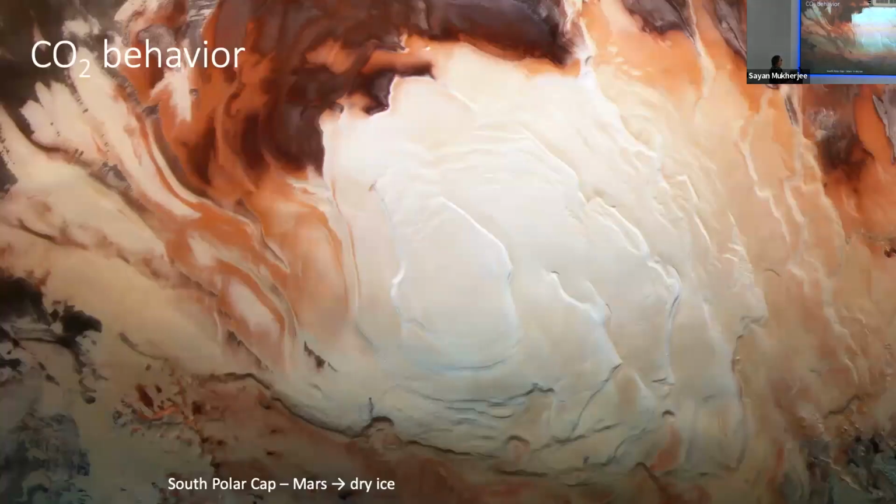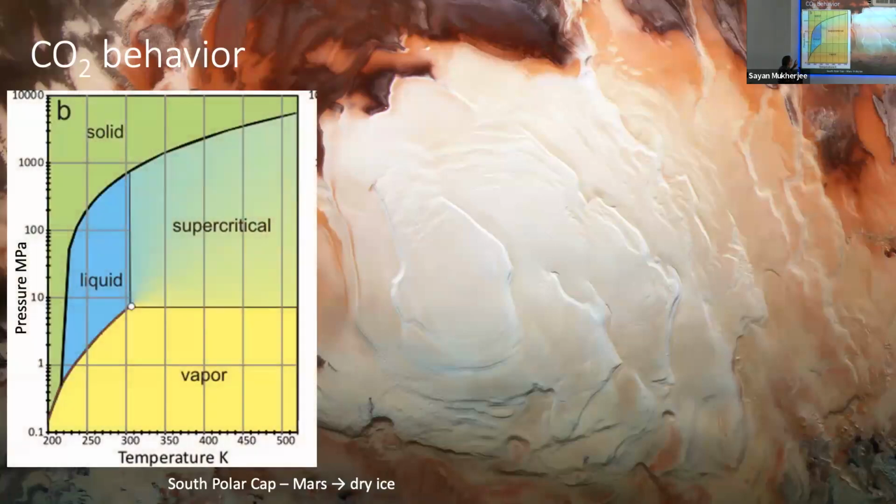So I'm showing you here CO2. Here's the south pole of Mars, right, which is CO2. But CO2, a lot of you know this already, but there's some actually really interesting implications about the phase state and what that means for what we might or might not be able to detect in seismic. So this is temperature versus pressure for CO2. Basically, this is the phase boundary between gas and liquid.